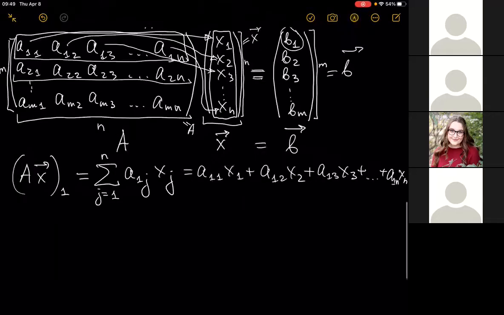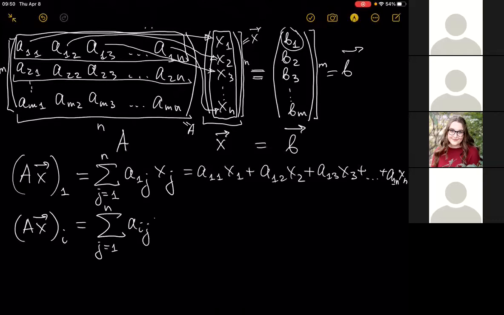Could you tell me the formula for the ith component? It should be summation from J equals 1 to N of A sub ij x sub j. Yep, exactly. And this will be AI1 X1 and so on. Is it clear or not?